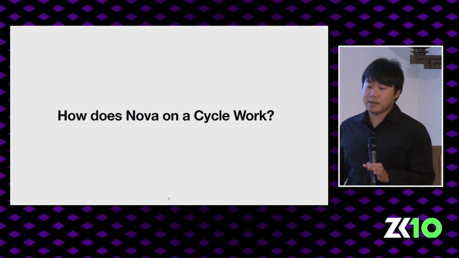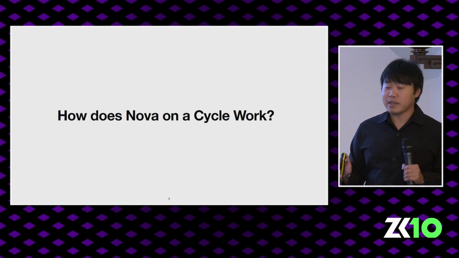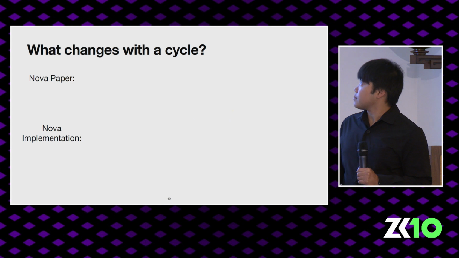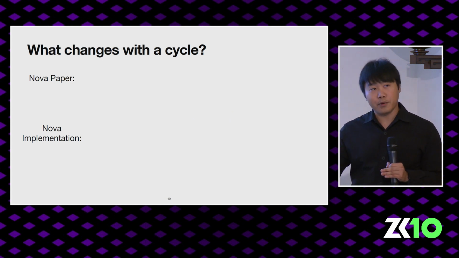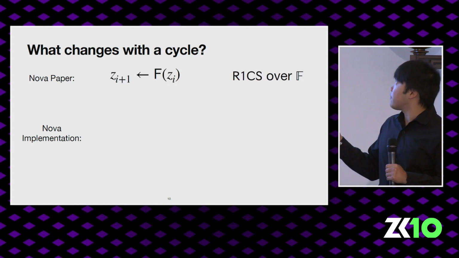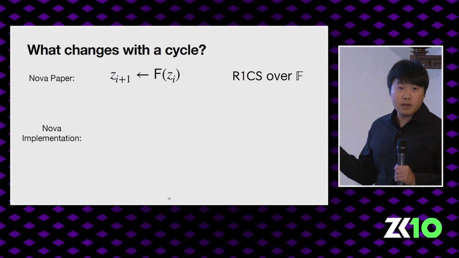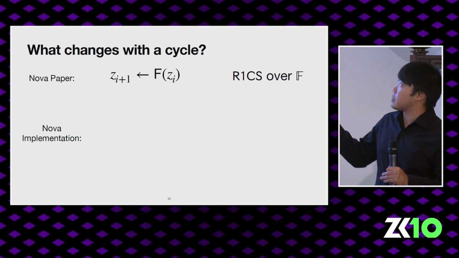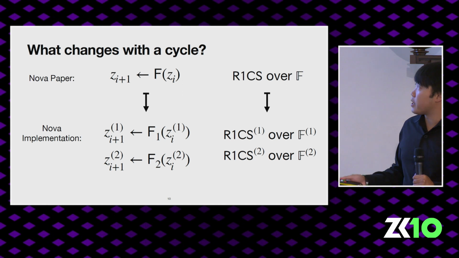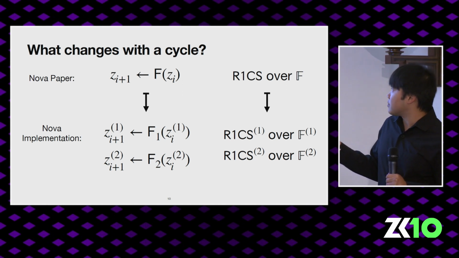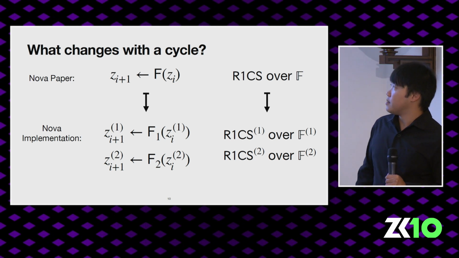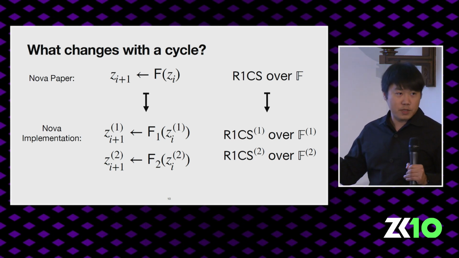So while this talk is a little bit short, I'll hopefully give an intuition on how Nova operates on a cycle, but maybe not the full description. So what changed from the Nova paper to the implementation? Well, instead of a choice of a single function f and a single constraint system over one field, which you can roughly think constrains the execution of this one function, there is now a pair of functions operating on a pair of inputs, and a pair of constraint systems called the primary and secondary constraint systems, which operate on 2 different fields. And these 2 functions operate on the respective 2 different fields as well.